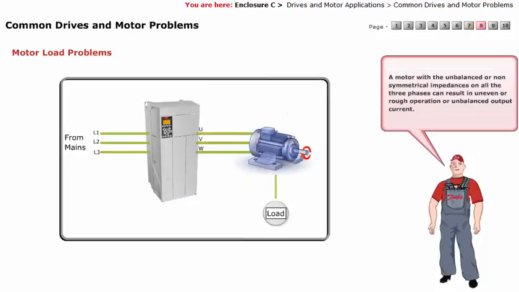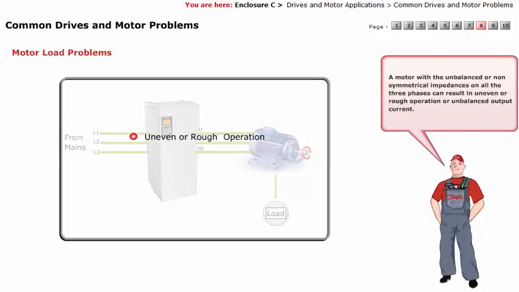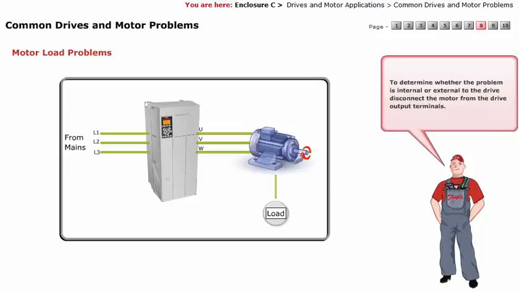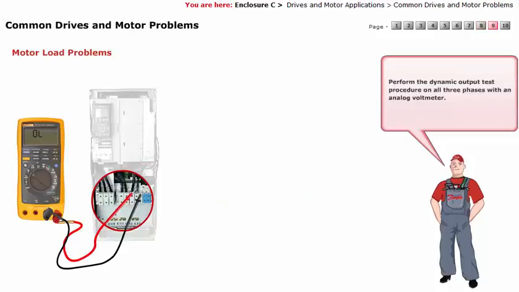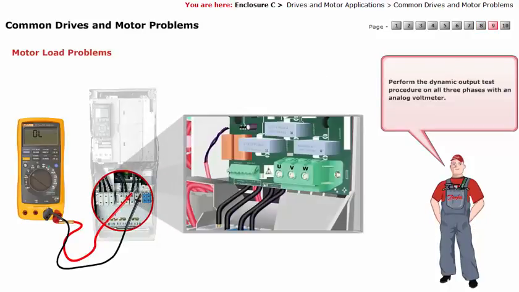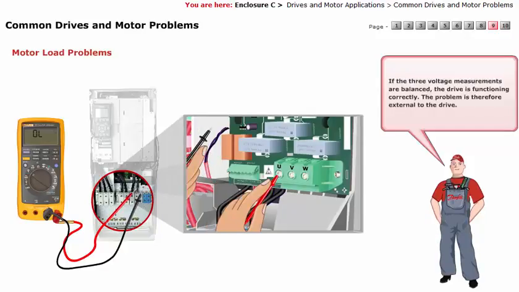A motor with unbalanced, or non-symmetrical, impedances on all the 3 phases can result in uneven or rough operation, or unbalanced output current. To determine whether the problem is internal or external to the drive, disconnect the motor from the drive output terminals. Perform the dynamic output test procedure on all 3 phases with an analog voltmeter. If the 3 voltage measurements are balanced, the drive is functioning correctly. The problem is therefore external to the drive.